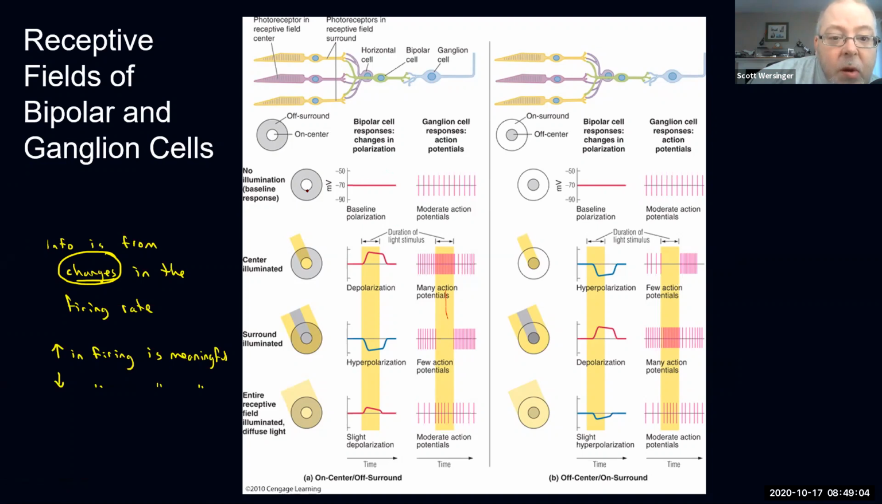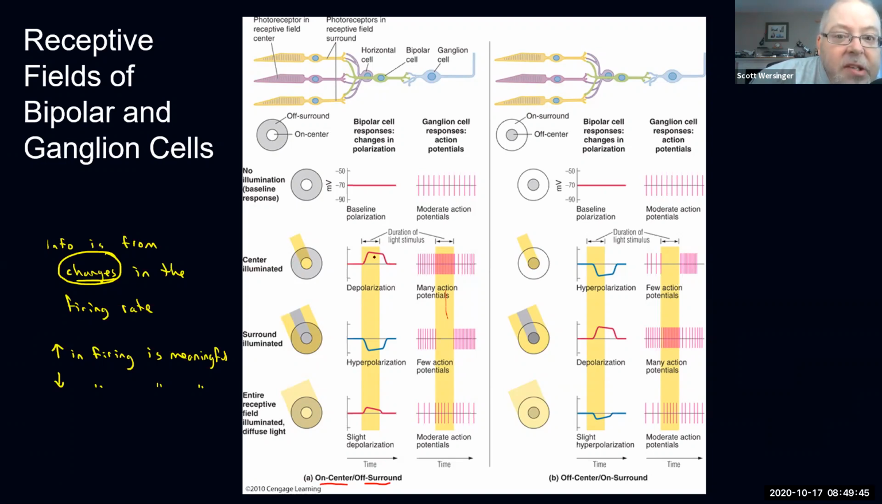All right, so here we are in the dark. Now, if we look at the receptive field and measure the membrane potential or number of action potentials going on during a light stimulus. So this represents the light. So we shine a light. We're going to shine it in different places. If we have an on-center, off-surround cell, and we shine a light only on the center, we're going to get a depolarization in the bipolar cell. When the light goes off, we return to rest, of course.